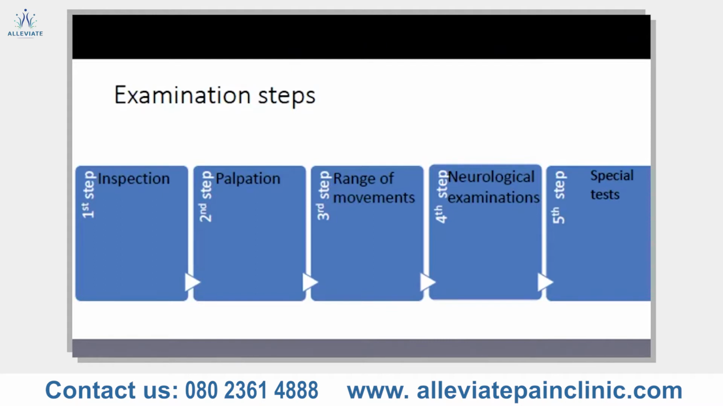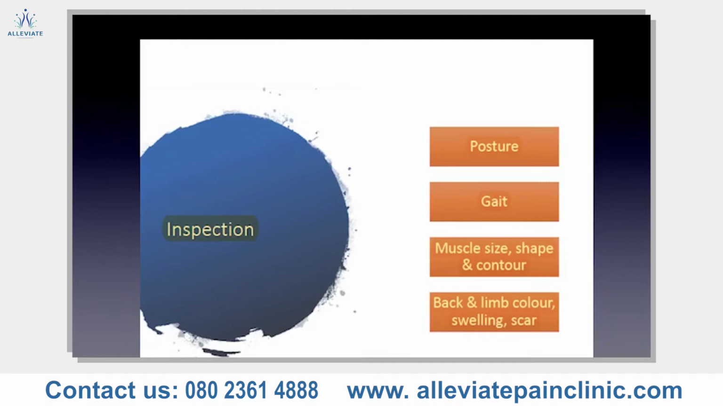First important thing is to follow a routine protocol for any patient whom we are evaluating. The steps we need to follow are inspection, then palpation, then range of movements, then neurological examination, and then the special tests, which are very important to come to a conclusion of the diagnosis. In inspection, first we will examine the posture of the patient. Then the gait becomes very important. Then the muscle shape, size and contour.